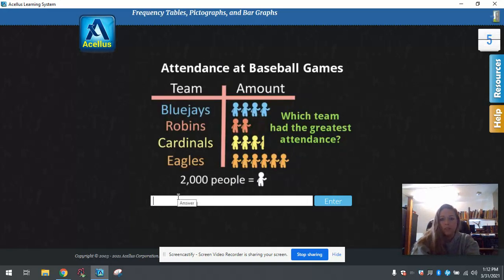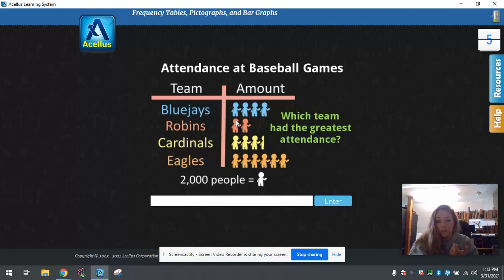All right, attendance at baseball games. We have these teams and this number of kids attending. So we've got the Blue Jays, an average of 4 people attending, or kids attending. Robins, 2, Cardinals, 3.5. Don't know how they figured that one out. Eagles, 1, 2, 3, 4, 5, 6. Okay, but we've got this little key here. So each little person icon represents 2,000 people. So for the Blue Jays, we actually have 8,000 people attending.